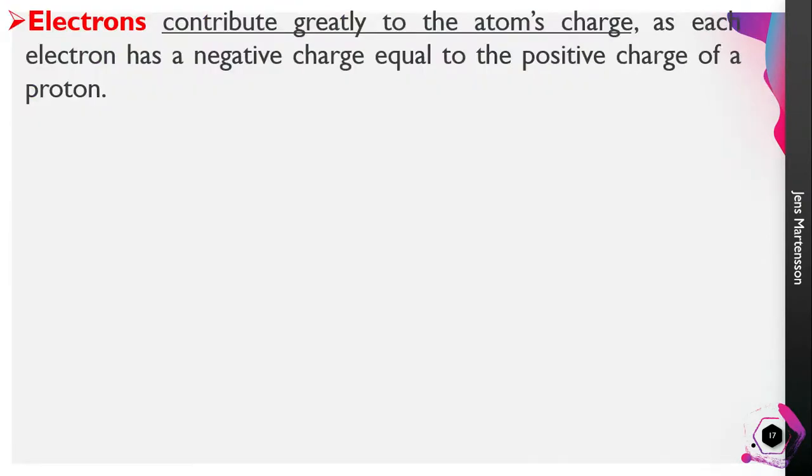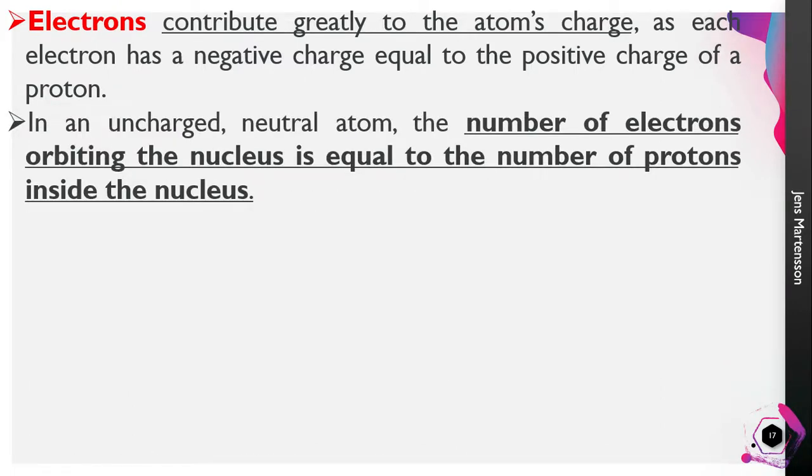Pero si electron nagka-contribute siya greatly on the atom's charge kay naa siya negative 1 nga charge in every electron. Okay? So as each electron has a negative charge equal to the positive charge of a proton. So in a neutral atom, when we say neutral atom, wala siyay net nga charge. That means ang iyang number of electrons o ang iyang number of protons are equal or the same in number. Again, in an uncharged neutral atom, the number of electrons orbiting the nucleus is equal to the number of protons inside the nucleus. Mao na nga ang iyang net charge is 0. Kaya parehas sa kadaghanon ang iyang proton, which is positively charged nga particle, o ang iyang electron, which is negatively charged nga particle. So neutral ang isa ka atom pag the same ang number sa electron o number sa iyang proton.